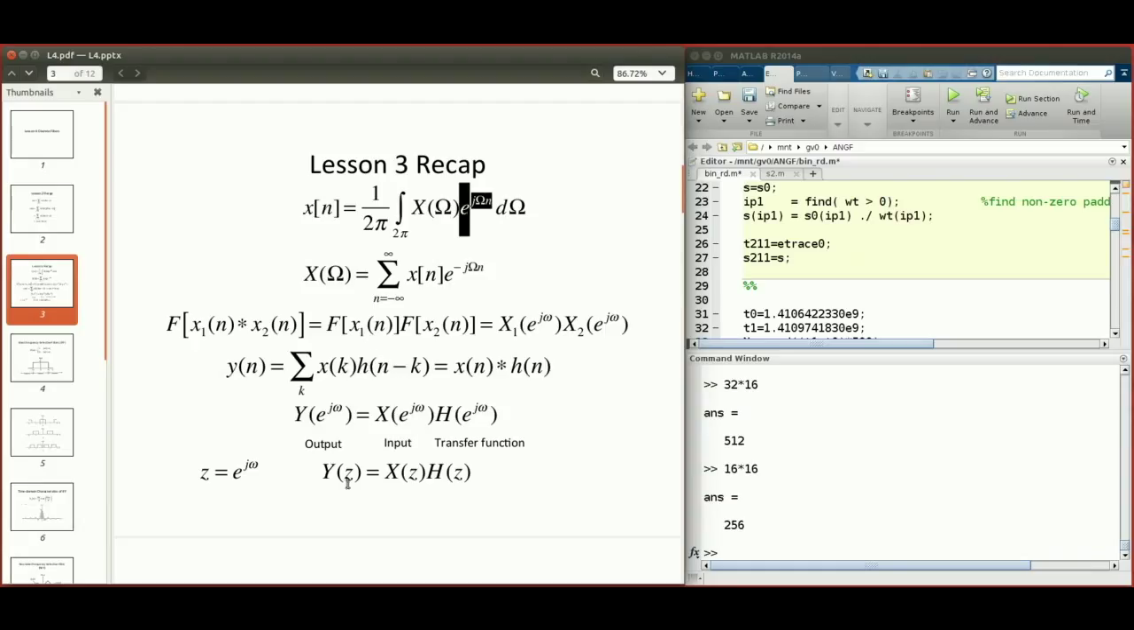So that's your input, the Fourier transform of the input. The notation has been changed a little bit. Here it's big omega, here it's small omega. e and j are like constants, so it doesn't really matter. But big X is the Fourier transform of the input signal small x.